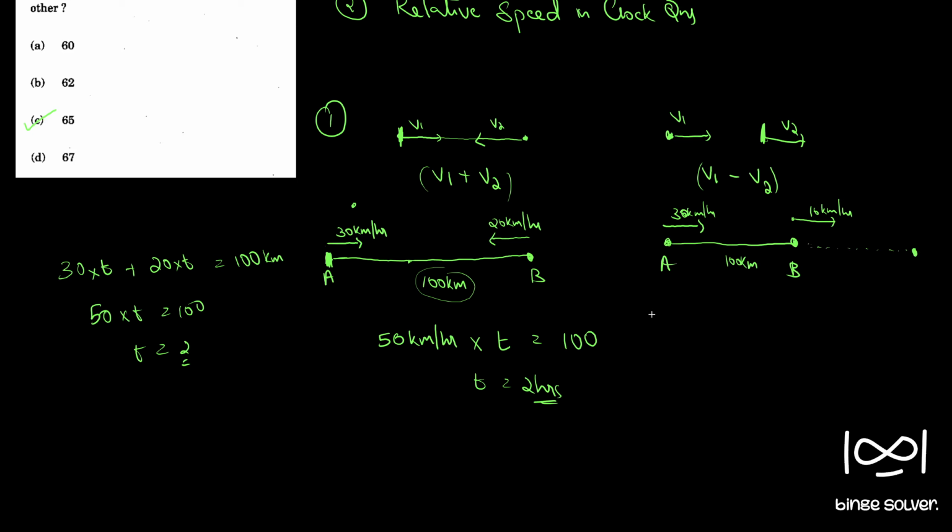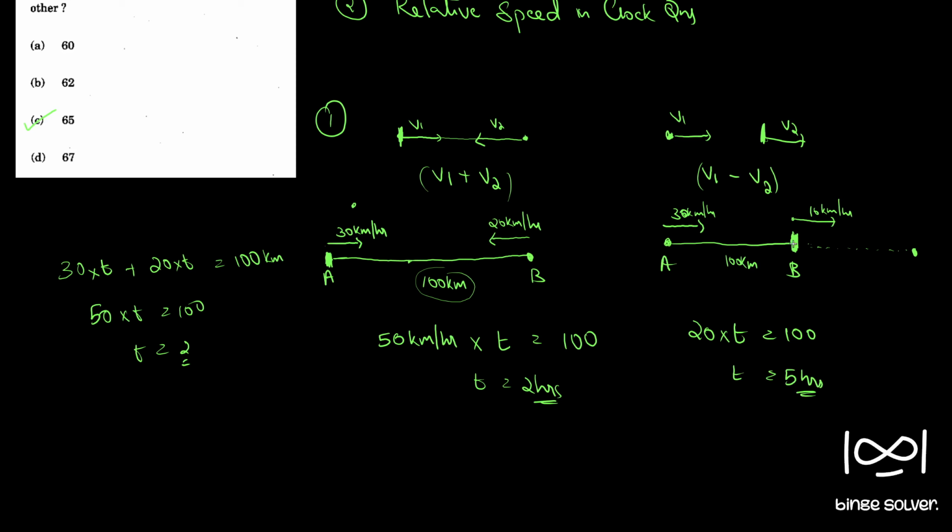So if we are asked at what time A catches up with B, we can use the concept of relative speed. Instead of B as a moving car, we can assume B is stationary. B is not moving. Then A is moving towards B with a relative speed, and at the time when they meet, A should cover, since B is not moving, 100 kilometers. So we can right away write 30 minus 10, which is 20, into T equal to 100 kilometers. So we'll get T is equal to 5 hours.